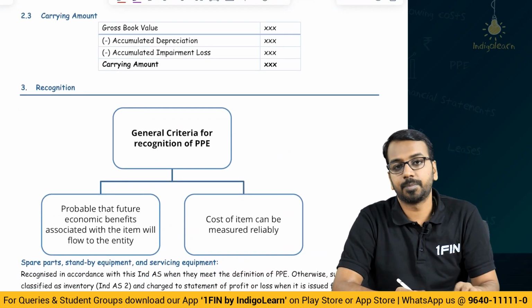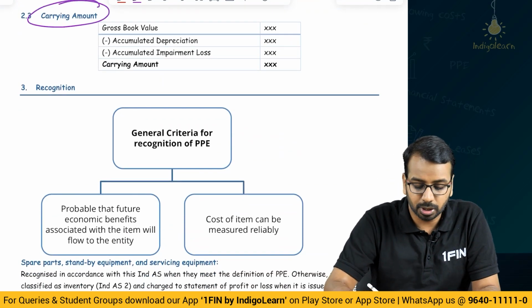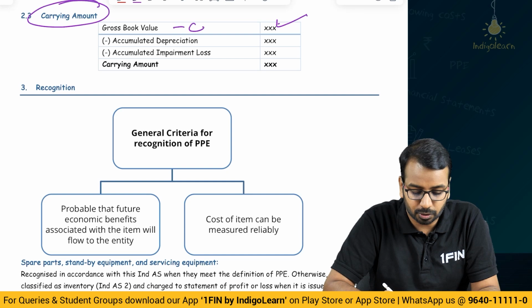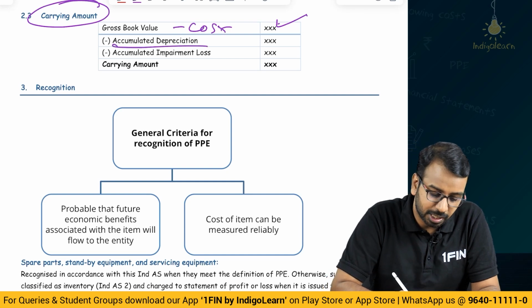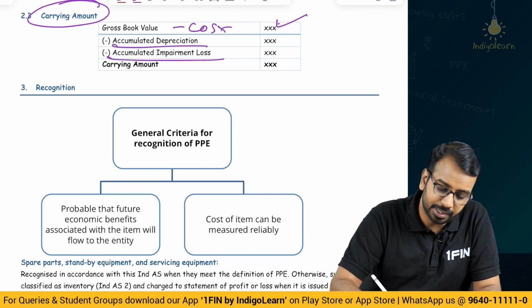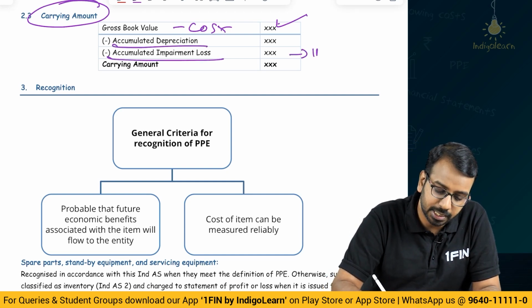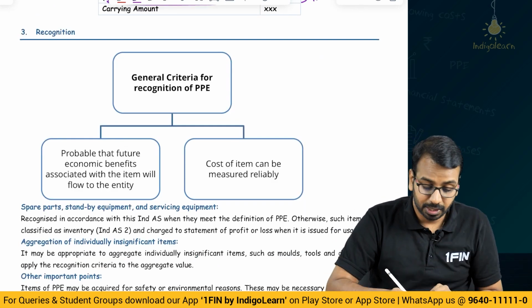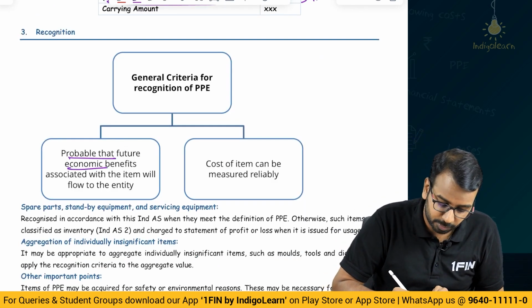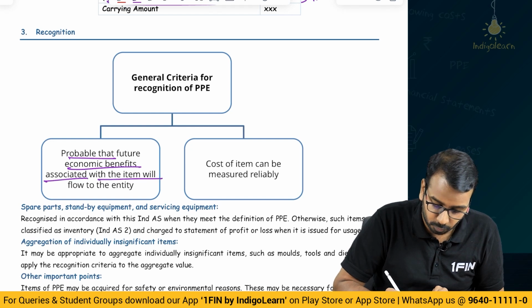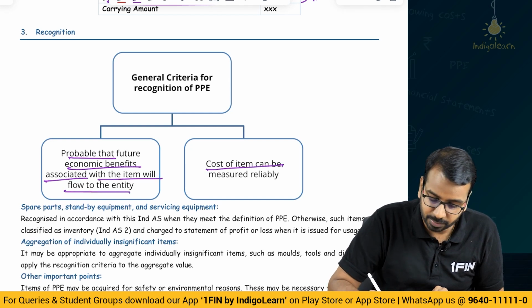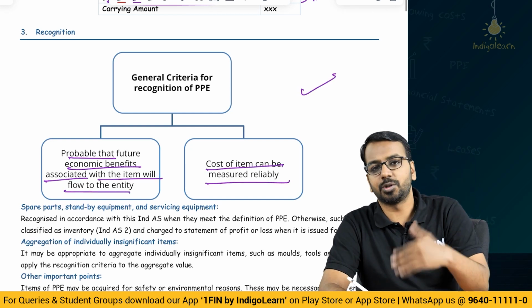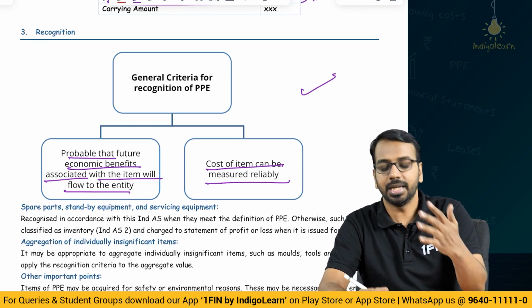Then how do we compute the carrying amount? You will take the gross book value, which is nothing but your cost, minus accumulated depreciation and accumulated impairment loss. This you will understand in IndAS 36. Now, what is the recognition criteria for PPE? It should be probable that future economic benefits associated with the item will flow to the entity, and the cost of the item can be measured reliably. Similar conditions you will learn in IndAS 38 and also IndAS 40.